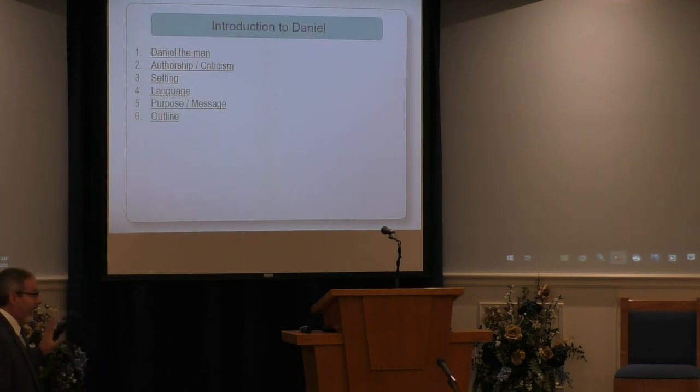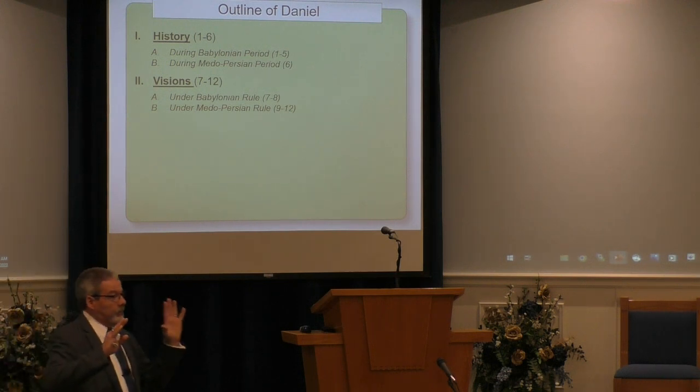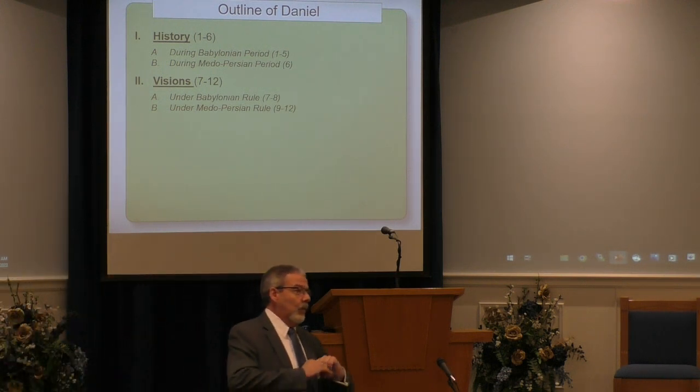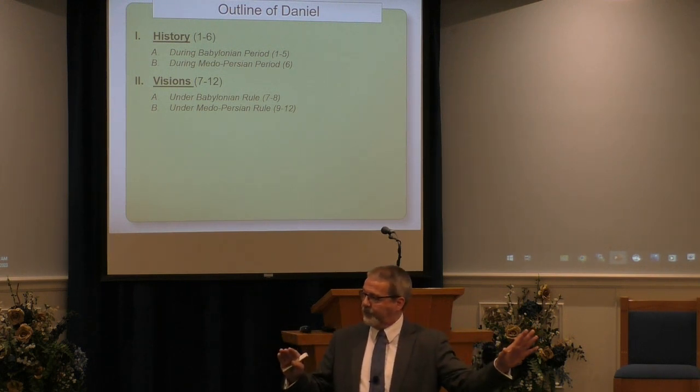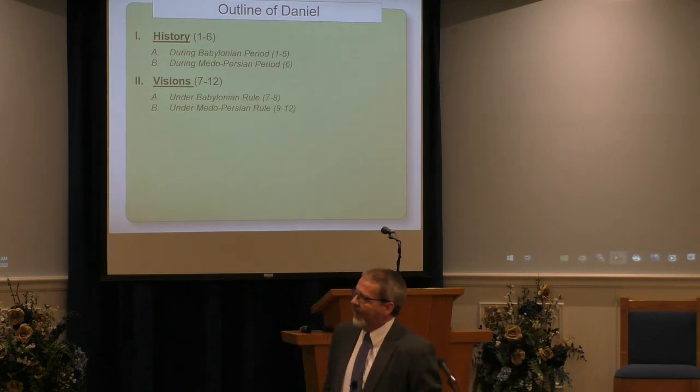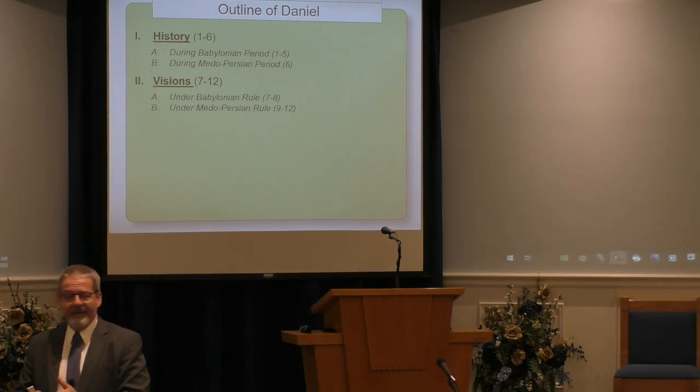Let's move to an outline. Outlines are always important to me. I want to suggest that there are two major sections, and we'll keep going over this each time: chapters 1 to 6 and chapters 7 to 12. I don't care who outlines the book, when he gets through he's going to say 1 to 6 and 7 to 12, because of the nature of the dividing line between 6 and 7.